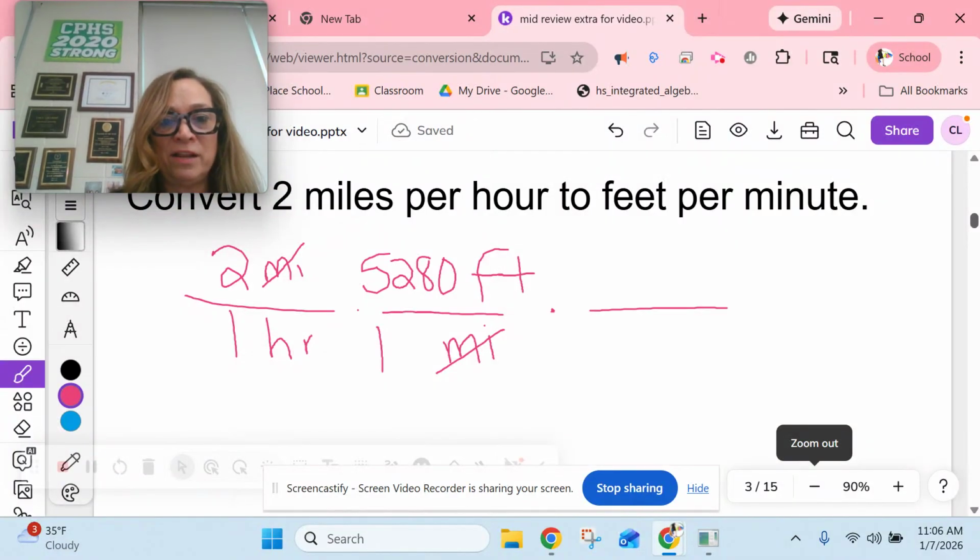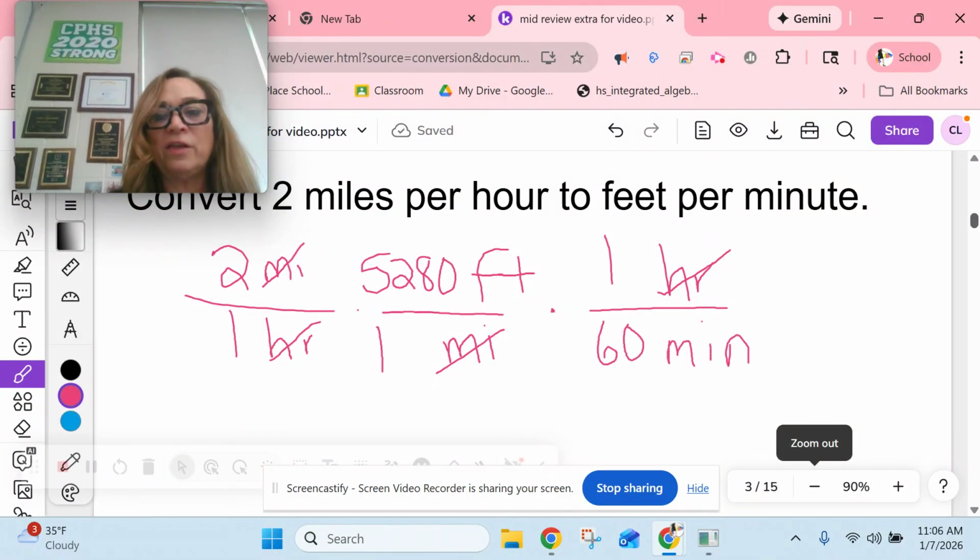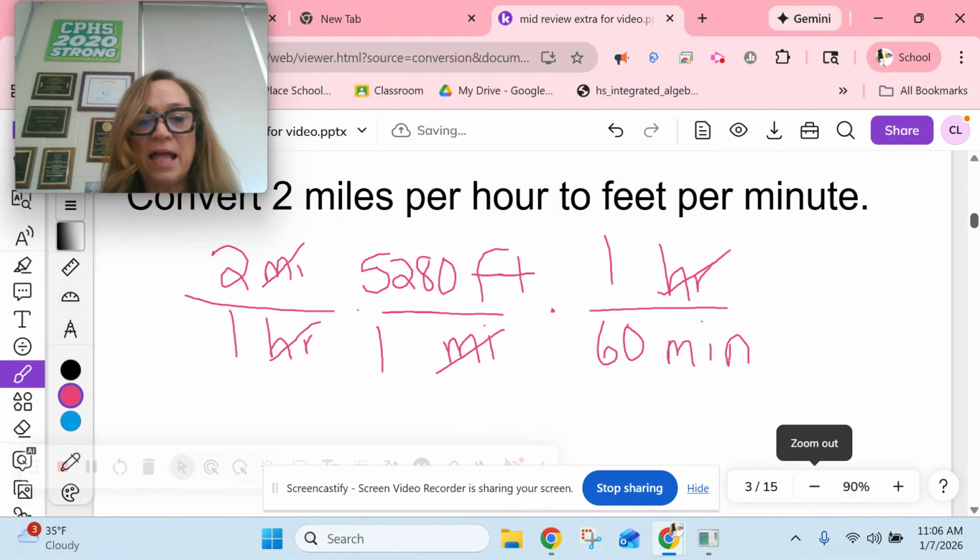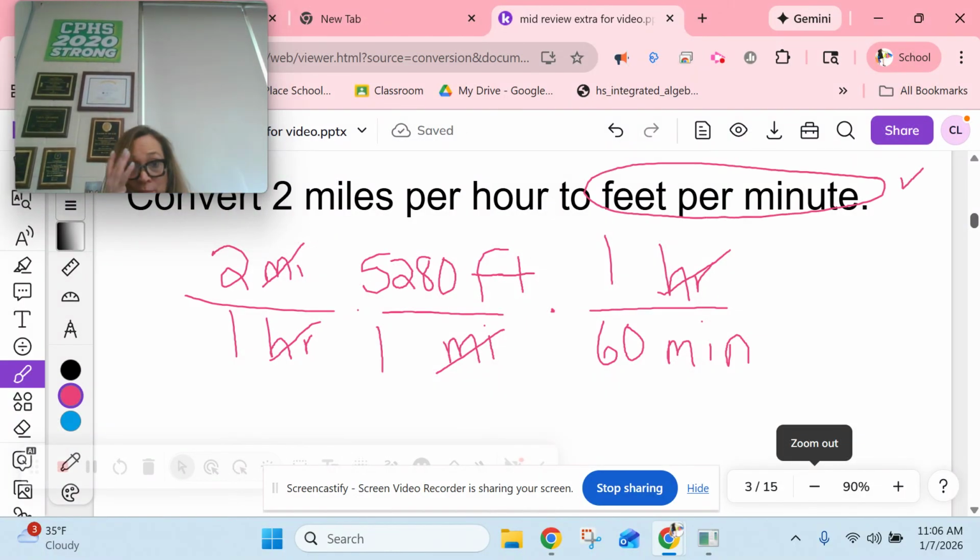Okay, now I want to get rid of the word hour, so it's in the denominator, so I'm going to put it in the numerator. And I know that 1 hour is 60 minutes. So if I look at the words that are left, I have the words feet per minute left. So I know that whatever number I get, it's going to be in the correct units.